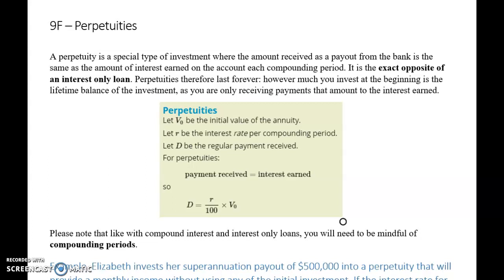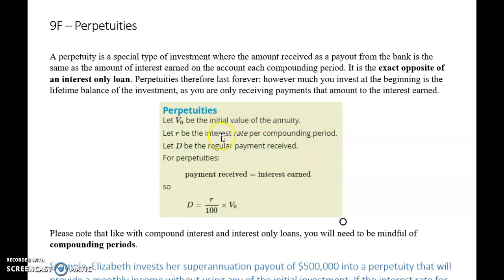Now, the name comes from perpetual or everlasting, and it's a special type of investment where the payment you get is only the interest that was earned on that account. So it's the exact opposite of an interest-only loan. They do last forever, and that means whatever you put in at the start is there at the end again, because you're only receiving payments that amount to the interest earned.